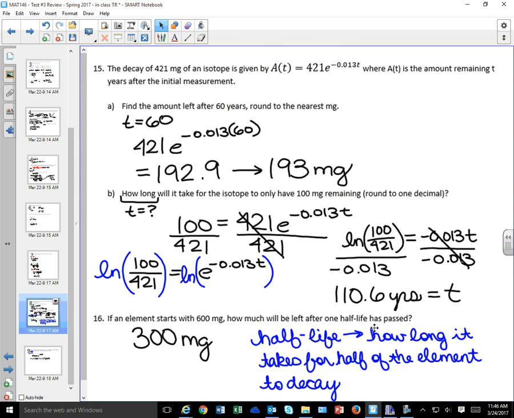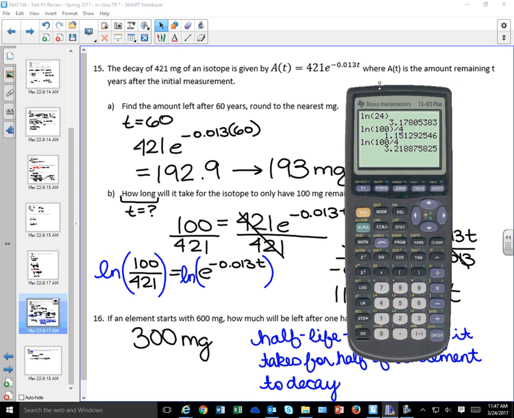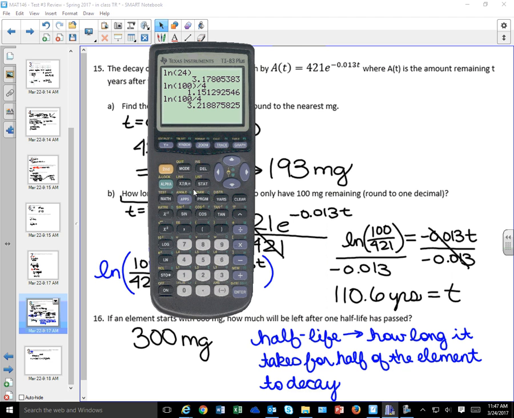In this example here, which is what a lot of our growth and decay functions are going to look like when we're trying to solve them, we're going to do the natural log of 100 divided by 421. So we do want all of that in the natural log. Okay, and then that closes this part out. Then we're going to divide by whatever's in the denominator, so the negative 0.013. And then we get that 110.6. Okay, so you just want to be careful about closing that parenthesis.